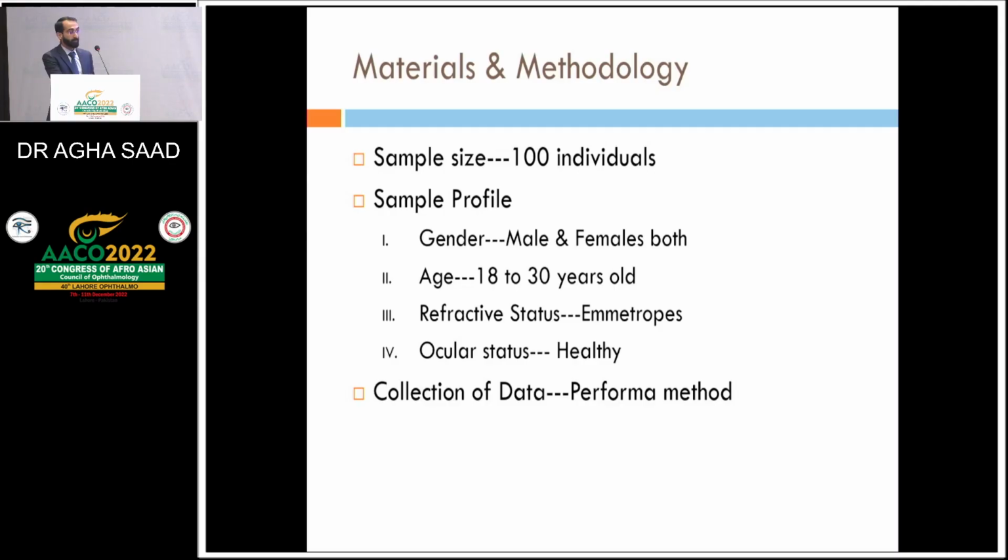The age group is between 18 to 30 years. Refractive status should be emmetropes, ocular health should be healthy, and data collection was proforma based. We have taken emmetropes and young individuals aged 18 to 30, so that age and refractive error should not affect the near point of convergence and interpupillary distance, and so the pure relationship between interpupillary distance and near point of convergence will be calculated.